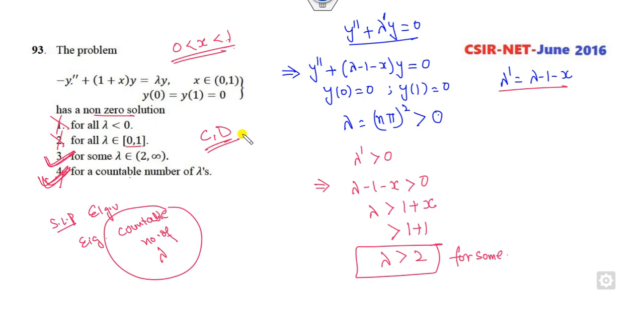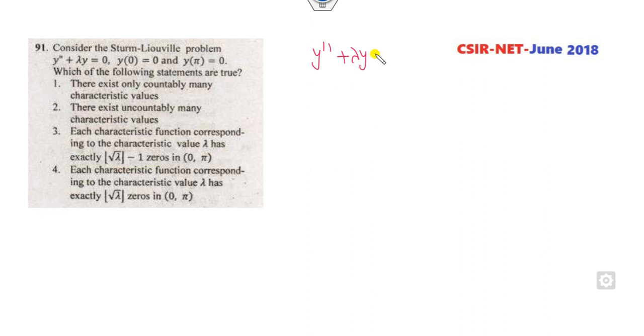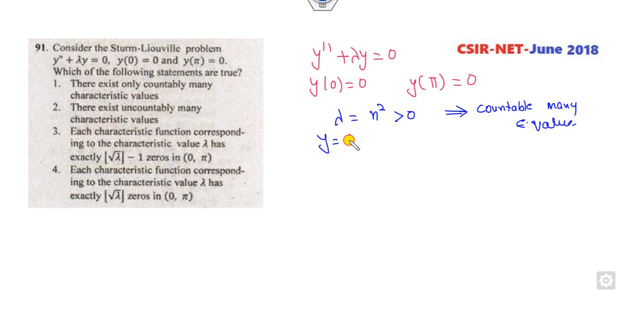Okay, again, this is the Sturm-Liouville problem, that is an eigenvalue problem. y of 0 is 0, y of pi is 0. Now, as I told you the shortcut trick, n pi by l, where l is pi here, so it is n square. And this is a Sturm-Liouville problem, so it will give you countably many eigenvalues, and the solution will be y equals sine of root lambda x, that is sine nx. Fine. Now look at the options. The first option is: there exist countably many characteristic values. Yes, that's the correct option, because a Sturm-Liouville problem always gives you countably many eigenvalues.